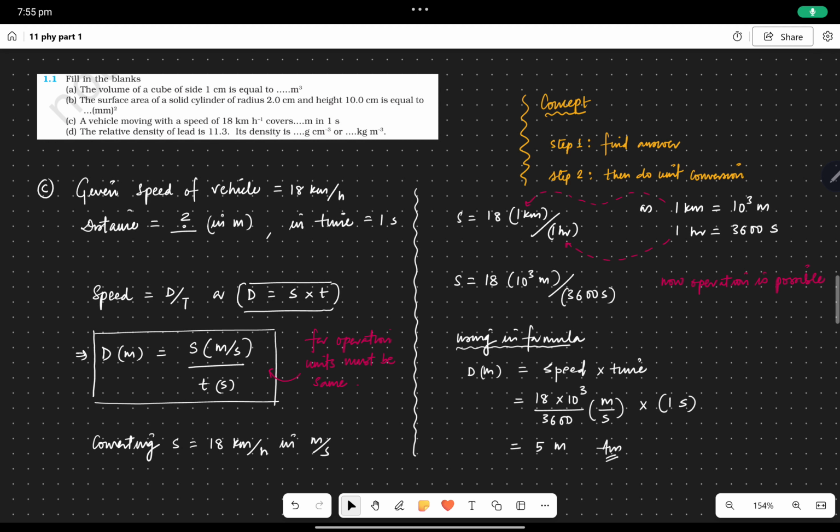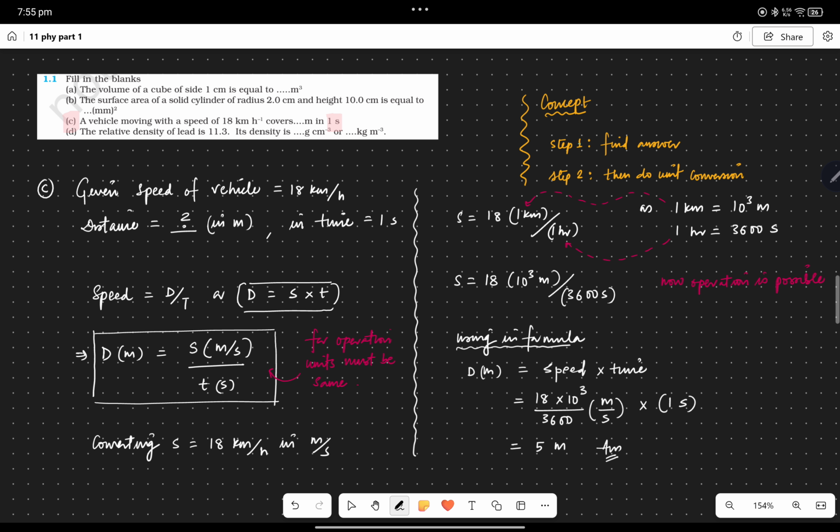This is question number 1.1 part C of class 11th unit and dimension, right? We are going to solve the C part. A vehicle moving with a speed of 18 km per hour covers a distance in meters, and the time taken is 1 second. So in 1 second, what is the distance it has covered? This is the basic thing, you know it.